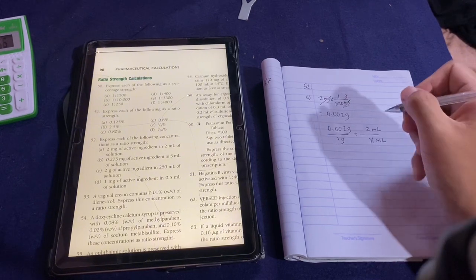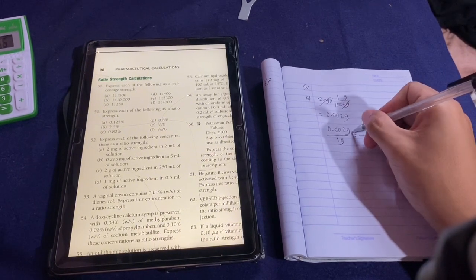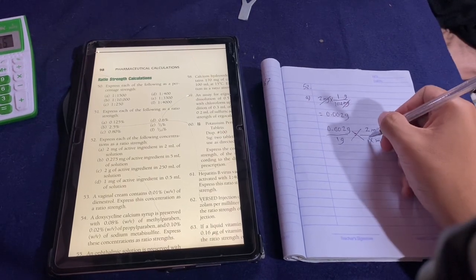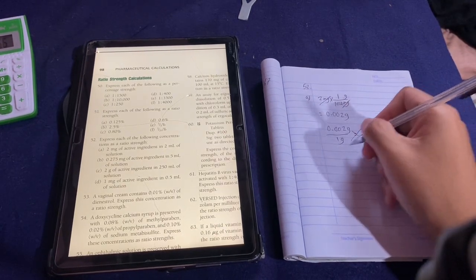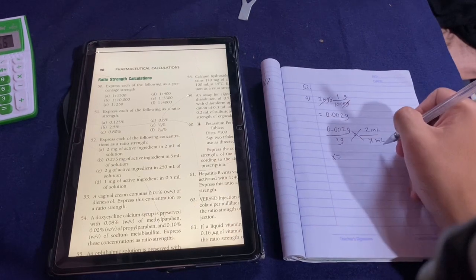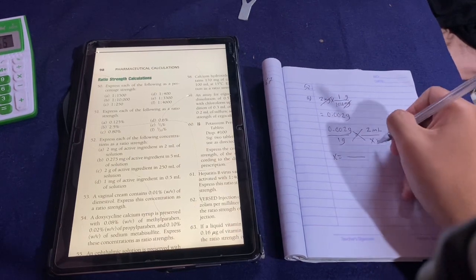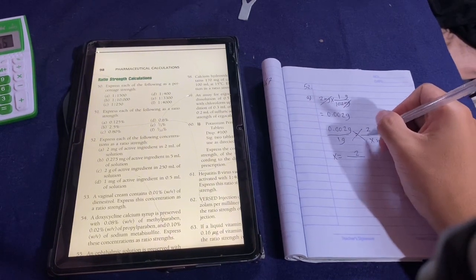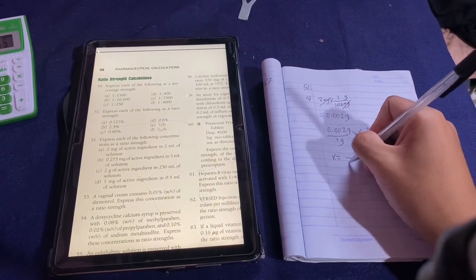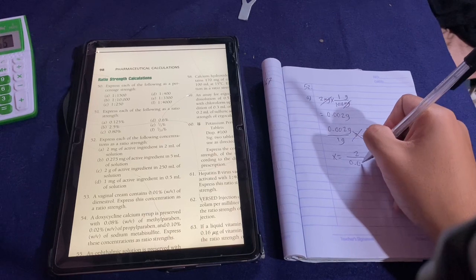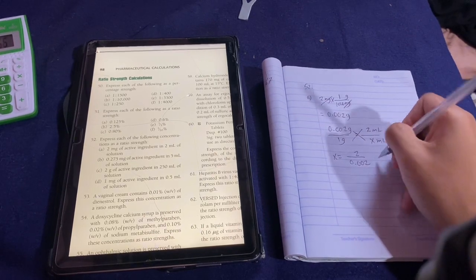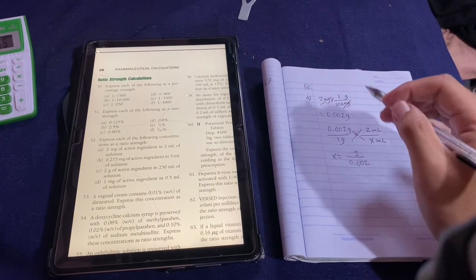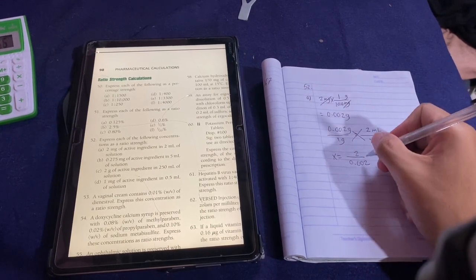So in order to solve this, let's cross-multiply them, and it becomes a proportion. So x will be equal to 2, because 2 times 1 is 2. Then this one here at the bottom is 0.002. So very simple, guys, as we did in the previous one.